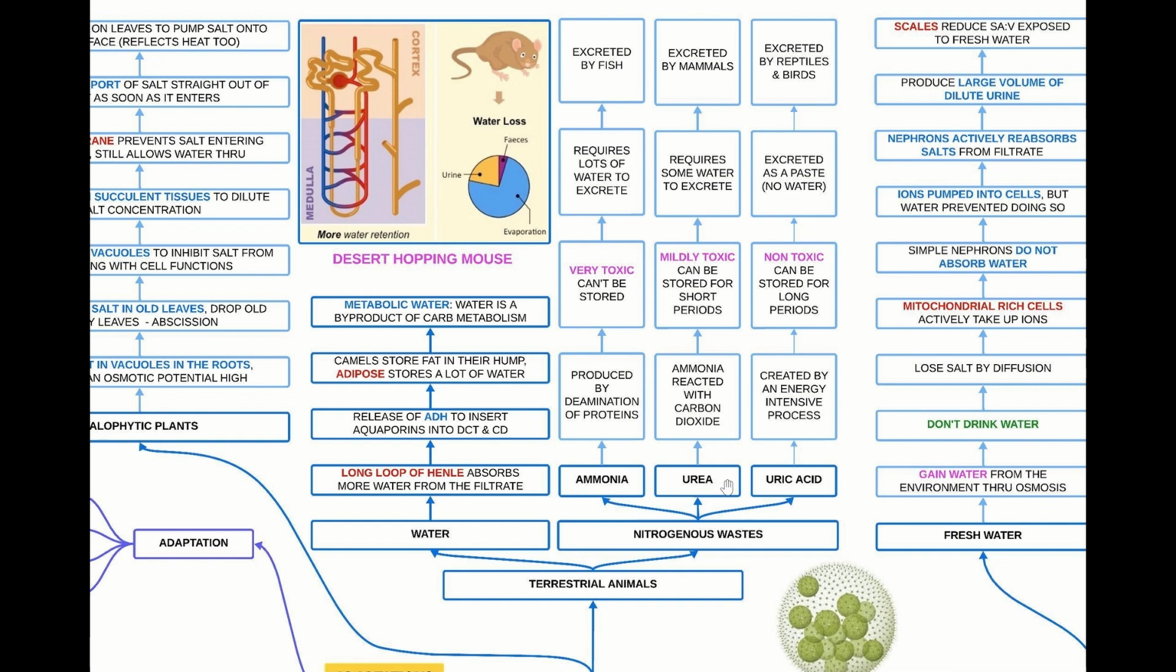Next we have urea. Mammals react ammonia with carbon dioxide in the liver to make the urea. It's mildly toxic and can be stored for short periods. It requires some water to excrete and is excreted by mammals.